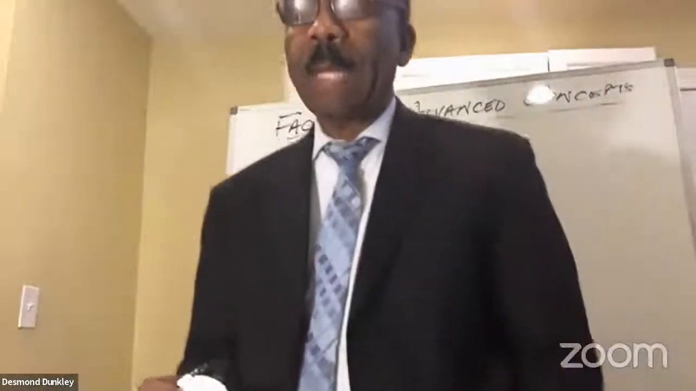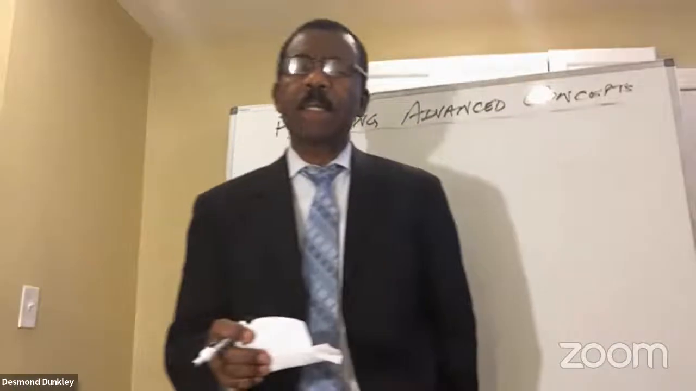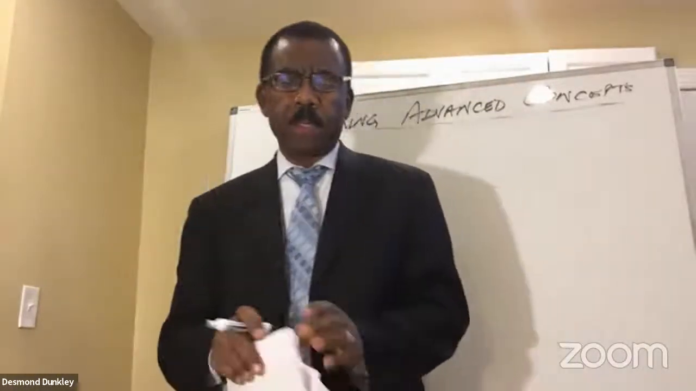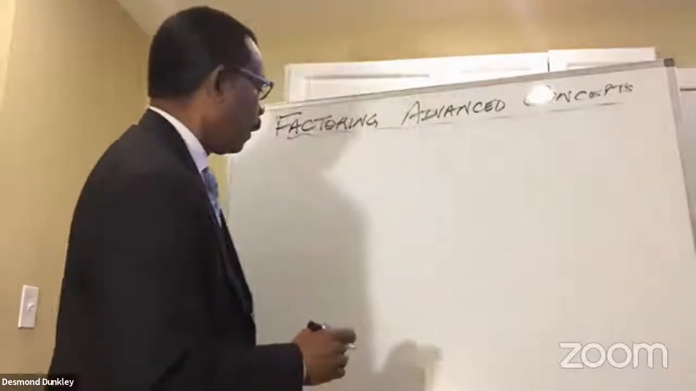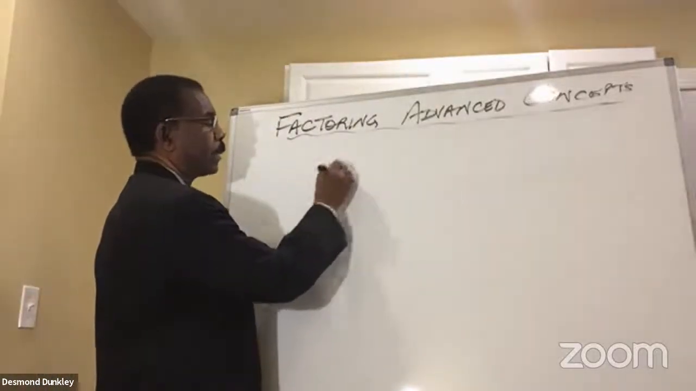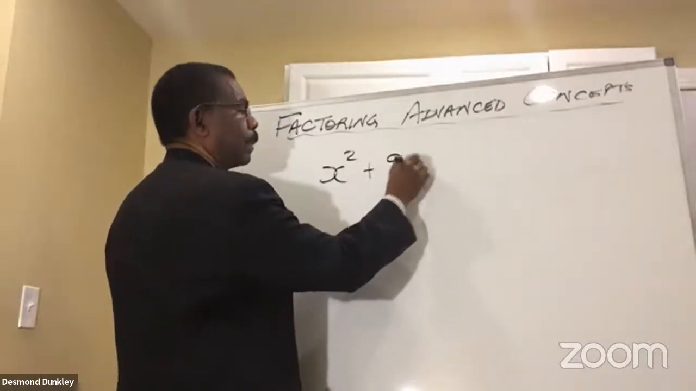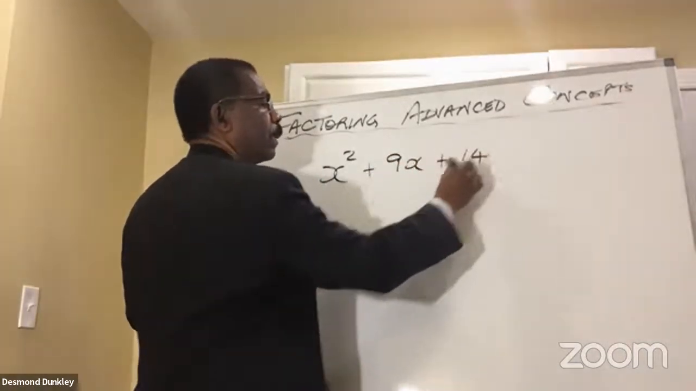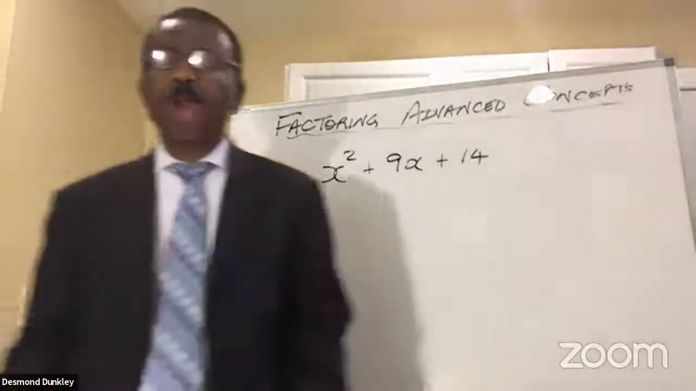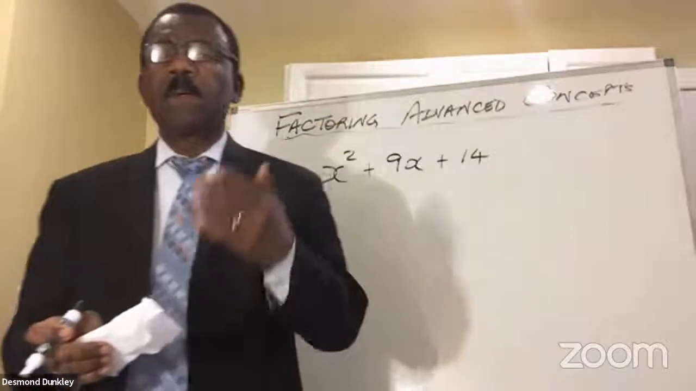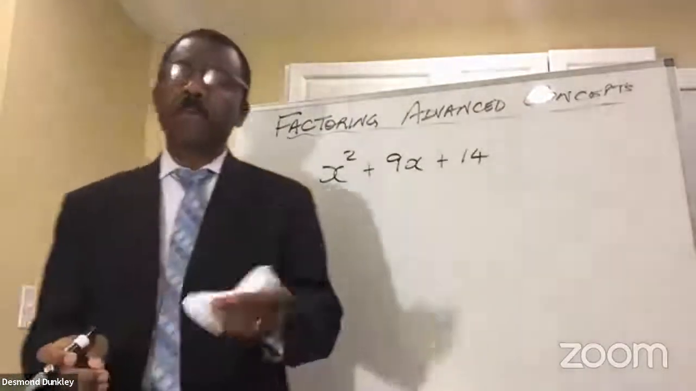Last time we met, we discussed factoring simple quadratic trinomials. For example, if we had x squared plus 9x plus 14, and we're asked to write that as a product of two binomials, we discussed that there is a way to do that.